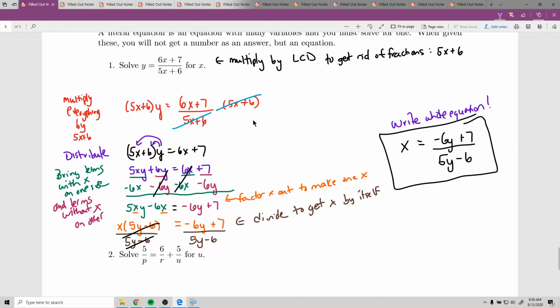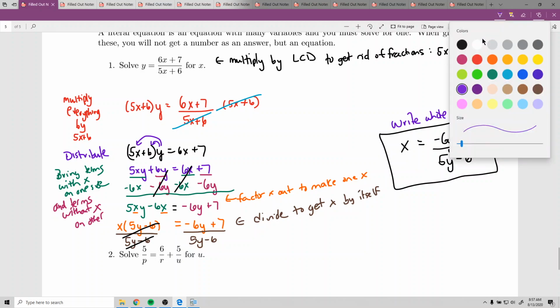All right, now one thing I want to mention real quickly, just to reiterate, when we're at this step here, after we got rid of fractions, why did I not just subtract the 7 and divide by the 6? Well, it's because there's an x over here. So if you want to solve for a variable, you can only have that variable on one side. You cannot also have it on the other side. So that's why you got to go through all these steps.